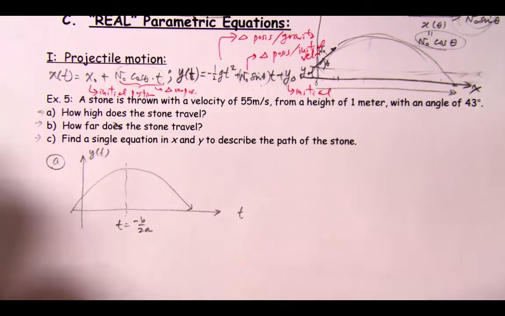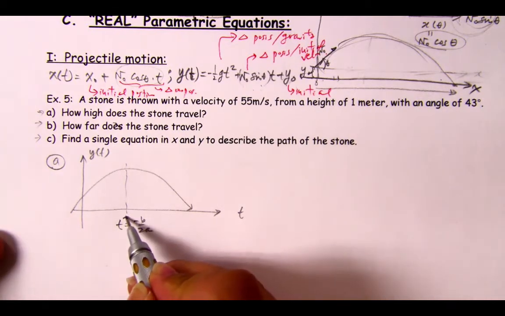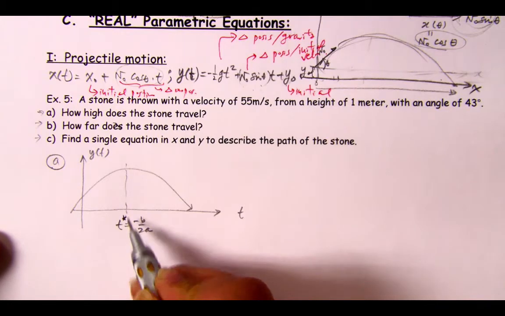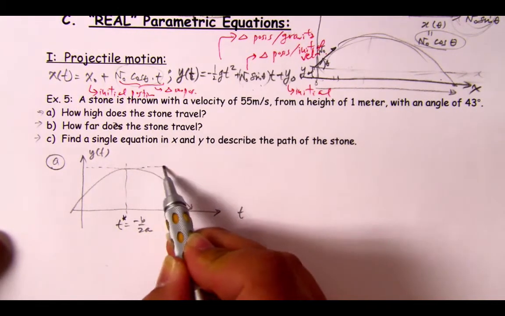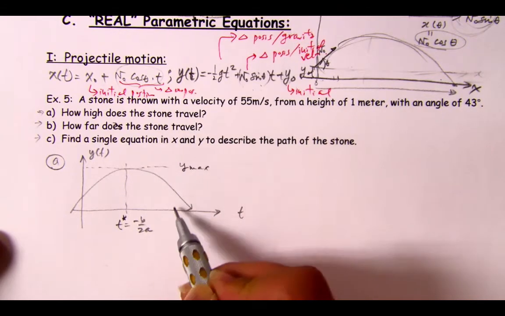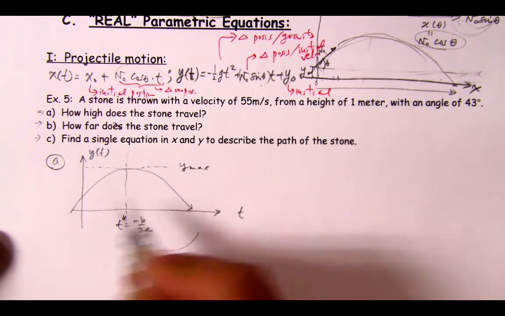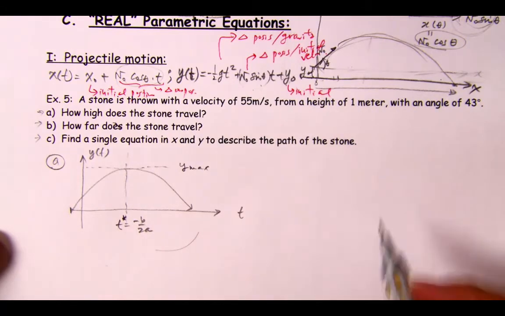But instead of just memorizing that, let's just think about this for a second, guys. Let's call this t star because the maximum occurs here. So this right there is the y max, right? It occurs right at the axis of symmetry. But let's do a quick review.